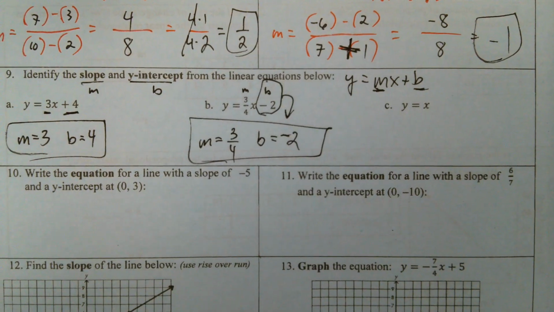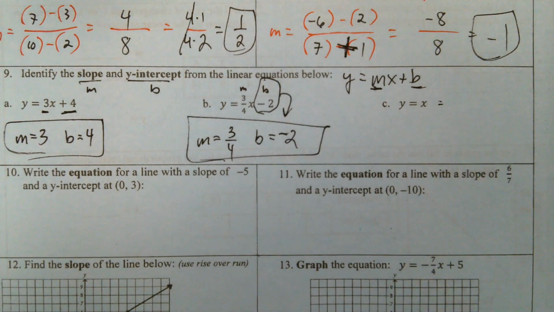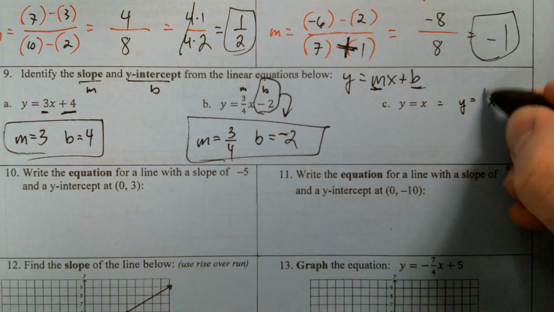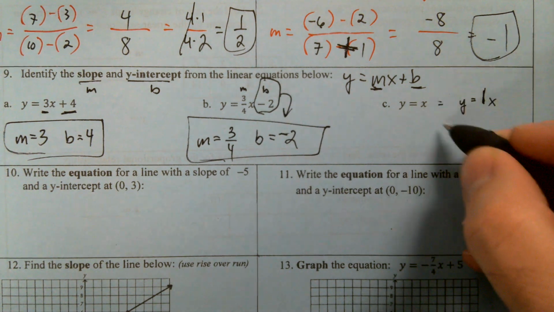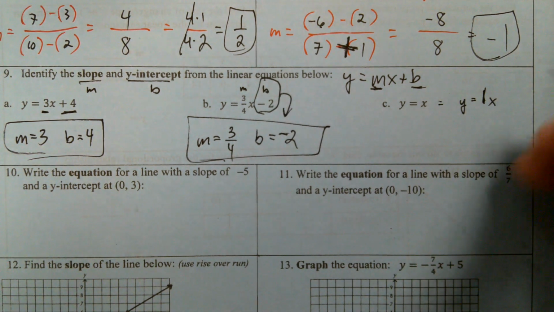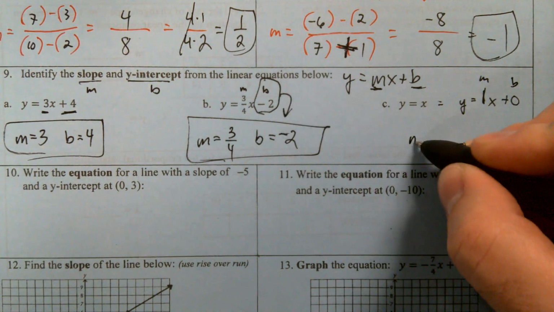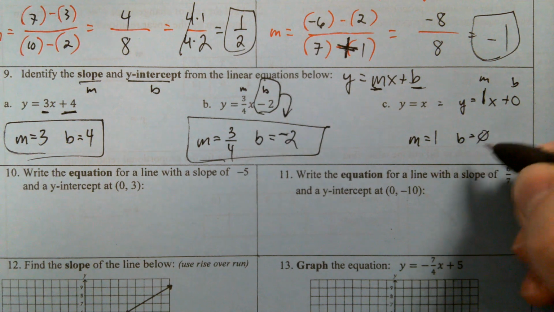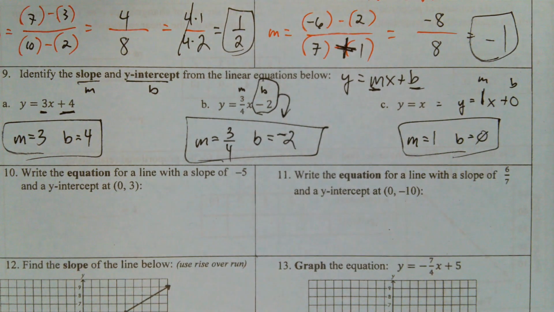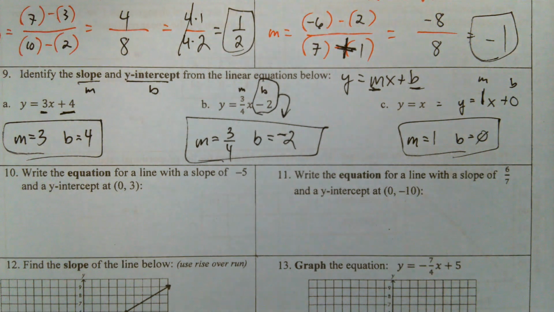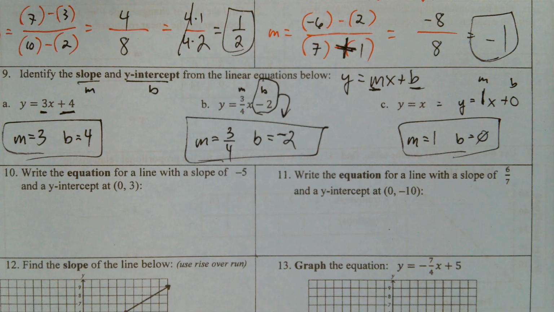Now C, it looks like I'm missing some information here in number C. What number is really in front of that x that we just can't see? 1. And if we don't see anything added on the end, what is it? 0. Good. You guys know what I meant. So M is 1, B is 0. You don't have to put this in a fraction. We only need to put it over 1 if we're going to graph it, which we will do, not on this, but you will on the test. We already have a fraction in 13.